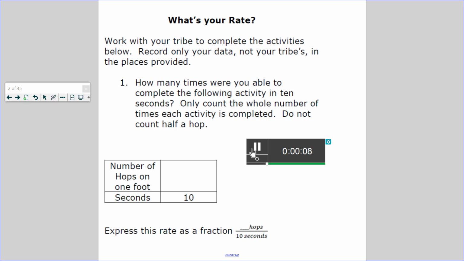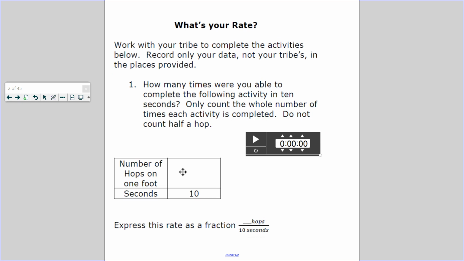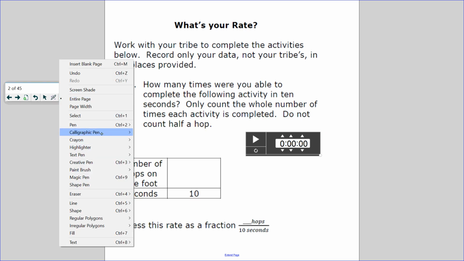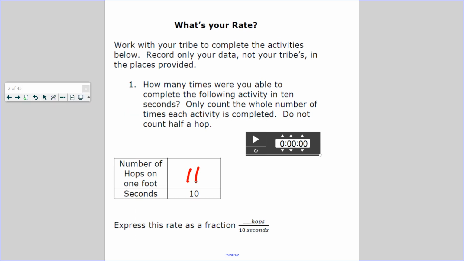So hop, hop, hop, hop, hop, hop, hop, hop, hop. Getting tired. Hop, hop, hop. So I did 11 hops. All right, imagine I did 11 hops. Oh, I'm just out of breath. So I did 11 hops on one foot. It took me 10 seconds to do it.